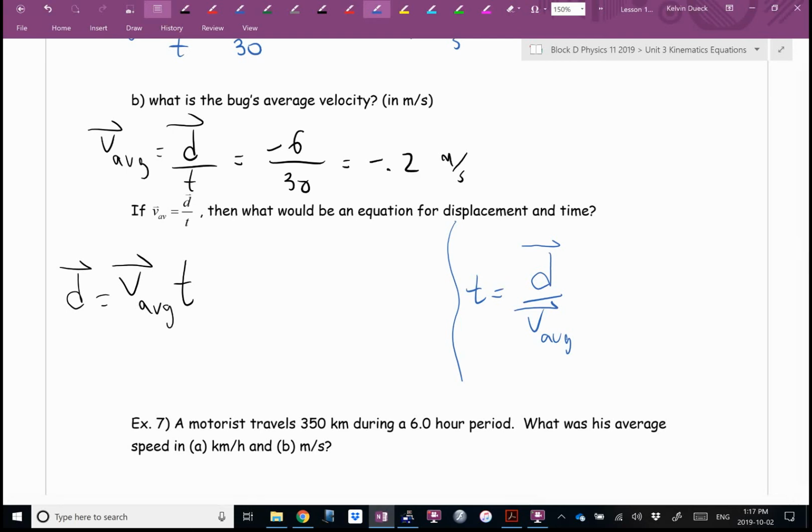I know I gave you probably one of these on your formula sheet. I doubt I gave you all three of these on your formula sheet.